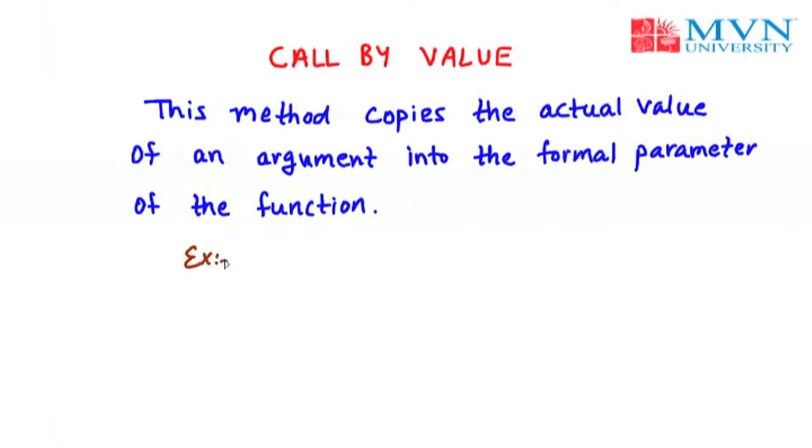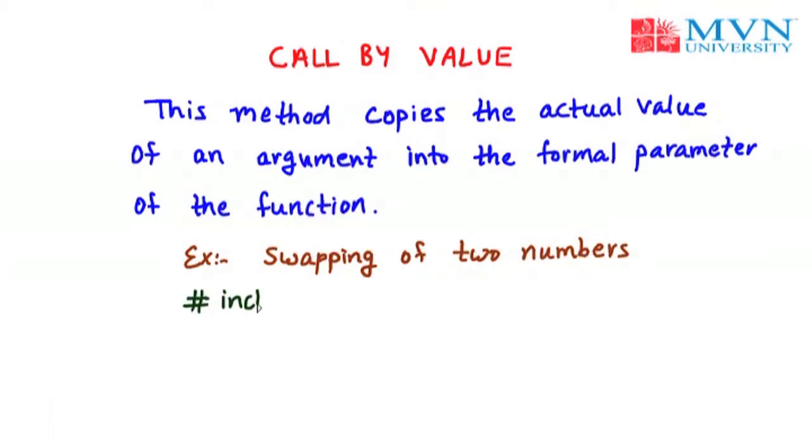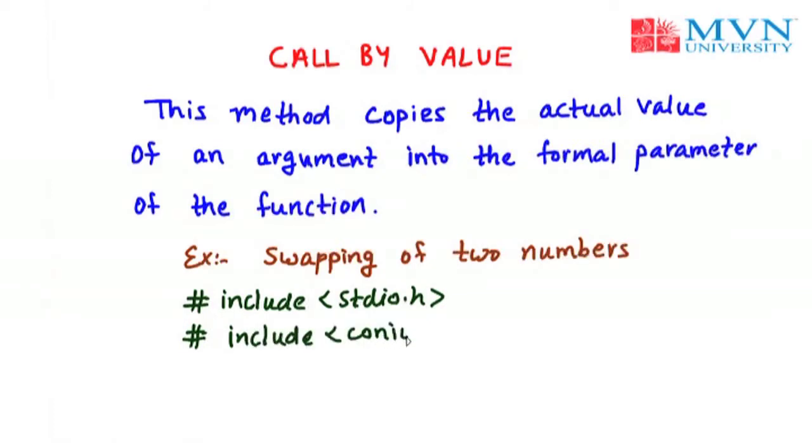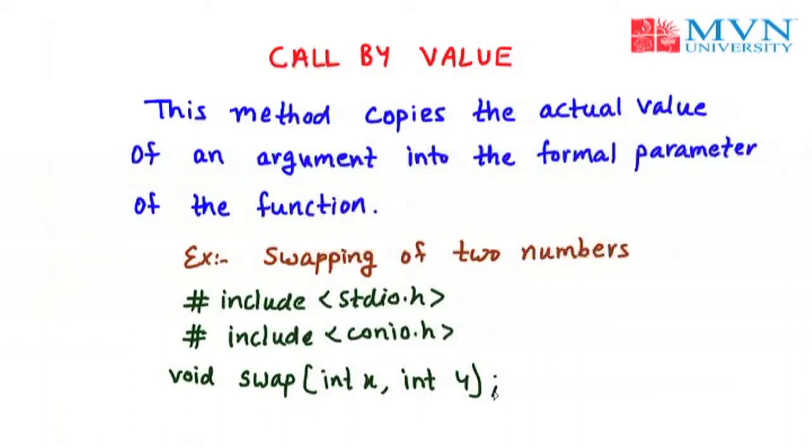Let's take an example of swapping of two numbers. If we write a C program for swapping of two numbers, first include two header files, #include <stdio.h> and #include <conio.h>. Declare the function swap globally, void swap(int x, int y); Start the main function, take two variables, int a = 100, int b = 200.